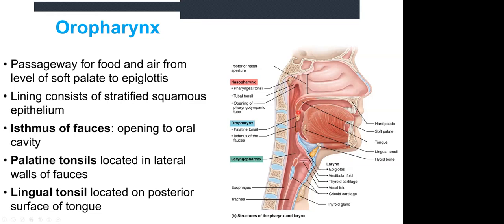Also, we have the palatine tonsils here. So those are the tonsils that you see at the back of your throat if you still have tonsils. And then finally, we have the lingual tonsils, which are kind of located on this posterior surface of the tongue. Okay, so we can see the lingual tonsils there. This structure that you're seeing here, it looks kind of muscular because it is, that's the tongue itself, okay?